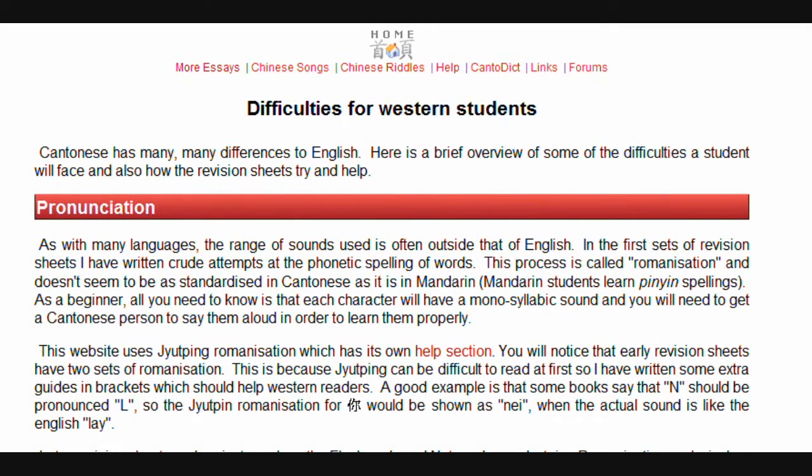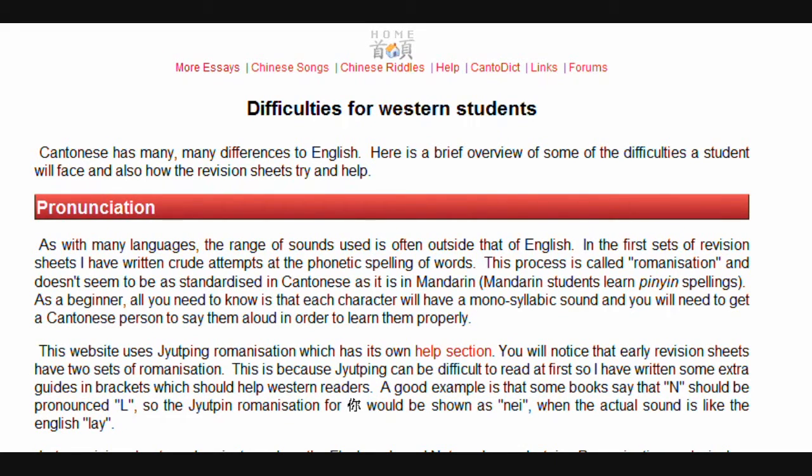Difficulties for Western students. Cantonese has many differences to English. Here is a brief overview of some of the difficulties a student will face and also how the revision sheets try and help. Pronunciation. As with many languages, the range of sounds used is often outside that of English. In the first sets of revision sheets, I have written crude attempts at the phonetic spelling of words.